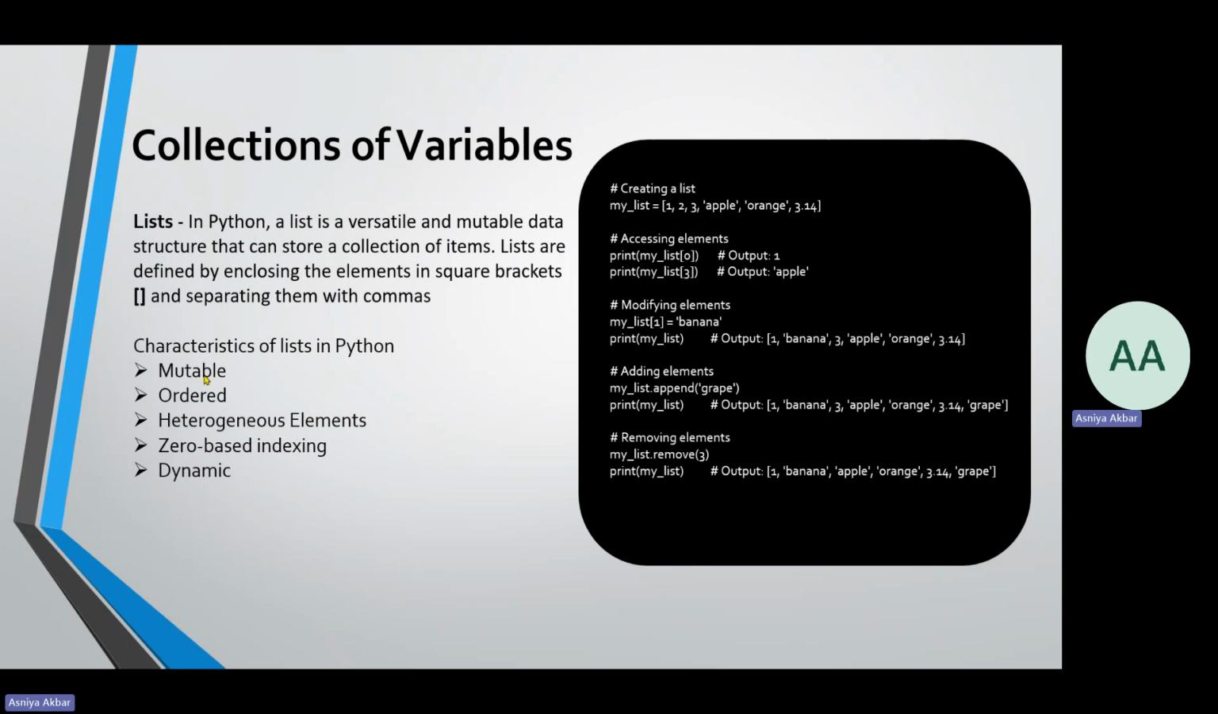So here we have, firstly, it is mutable. Mutable meaning that you can modify the elements, like you can add, remove, or change items. Then it is ordered, meaning that the order in which you create a list will remain the same. Heterogeneous elements means that the list can contain elements of different data types, like integer, string, float, or any other object. Zero-based indexing means that the index number always starts from zero. Dynamic means that it allows for the addition as well as the removal of different elements from the list.